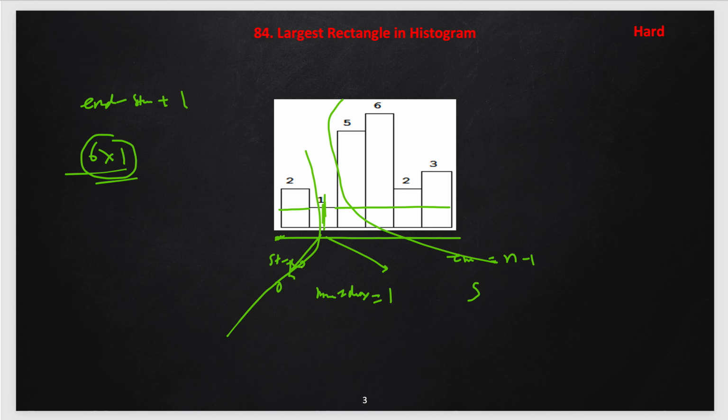So, we will keep dividing until the start is greater than the end. This will be our base condition for our recursive function. So, we will recursively divide this histogram into two from the min index, and then conquer the result and find out the maximum. So, pause the video and try to implement the code. This approach is very good.